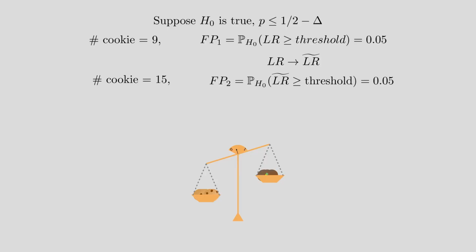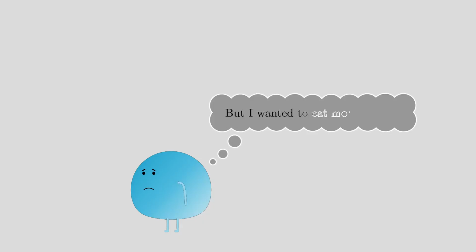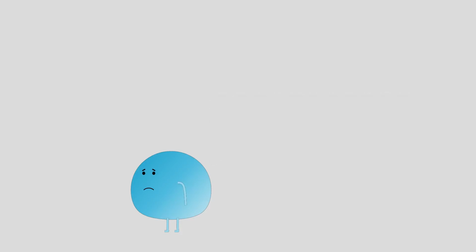That means there's a 5% chance of mistake at the first stage and another 5% at the second stage. The total chance of mistake is 10%, those add up. We cannot just naively eat cookies and conduct a separate test at each time step. What can we do? Well, if we want to test the data sequentially, meaning adapt our tests at each new data point, we will have to look into sequential evidence.